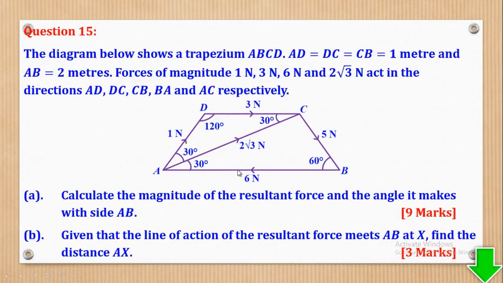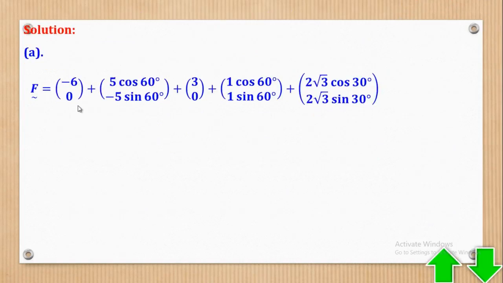For the first one, the 6, you realize that this 6 is entirely horizontal and pointing in the direction to the left. That means because it's pointing to the left, it is negative, and because it is entirely horizontal, it implies that the vertical component is 0. So that is why here you are saying that the horizontal component is negative 6 and the vertical component is 0.